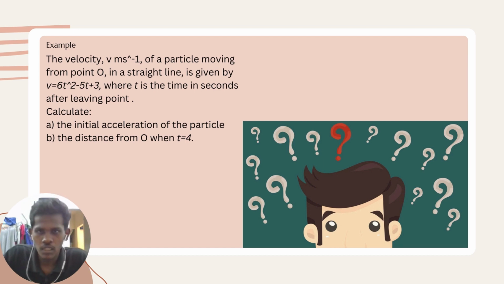Alright. So the velocity v meter per second of a particle moving from point O in a straight line is given by v equals 6t squared minus 5t plus 3, where t is the time in seconds after leaving the point. Calculate the initial acceleration of the particle and the distance from O when t is equal to 4.